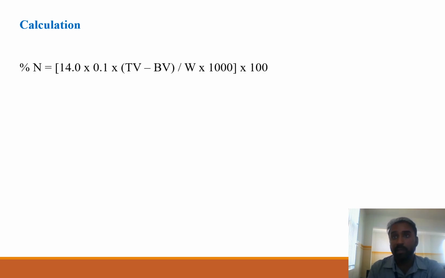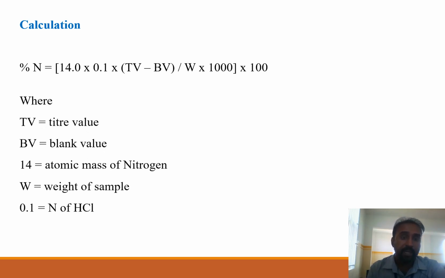First we are going to find the percent nitrogen. Kjeldahl analysis will not directly give you the percent protein, it will give only the percent nitrogen. Then you have to apply the conversion factor to the percent nitrogen to get the percent protein. The formula for percent nitrogen is 14.0 into 0.1 into (TV minus BV) divided by W into 1000 into 100. TV means titer value, BV means blank value, 14 is the atomic mass of nitrogen, W is the weight of sample you have taken for the analysis, and 0.1 is the normality of HCl used.